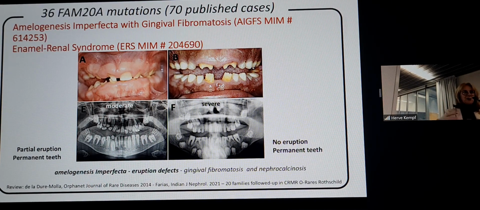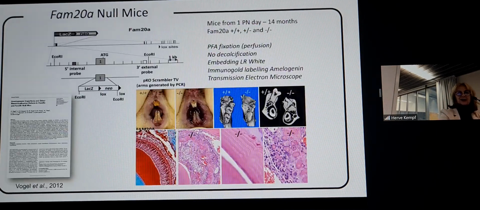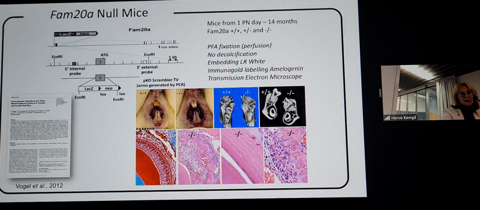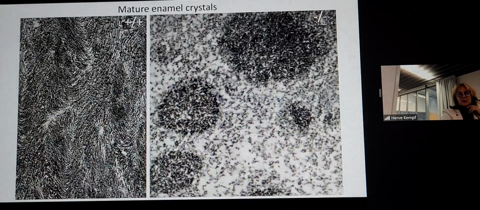So we manage the patient from early childhood until 18, and then we say, now you are managing very well, and we'll take the teeth out and make implants and dentures. So that is the clinical context. Here we have a null mutant, which was published by Vogel in 2012, and I will review the phenotype with you by electron microscopy.